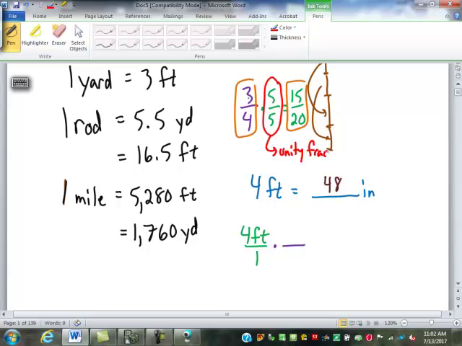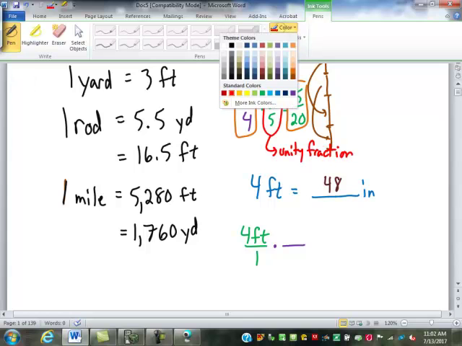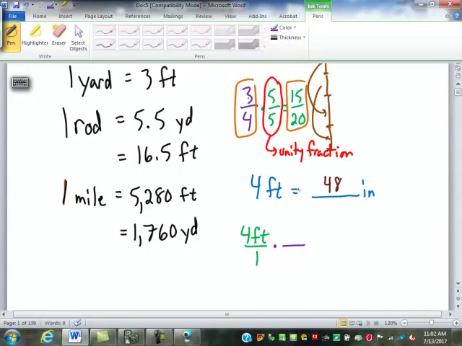And it equals 1 because the denominator and numerator have exactly the same value. Well, we're going to use a form of a unity fraction down here. We're getting rid of feet, so I'm going to put feet on bottom. We're converting to inches, so I'm going to put inches on top. And 1 foot equals 12 inches.